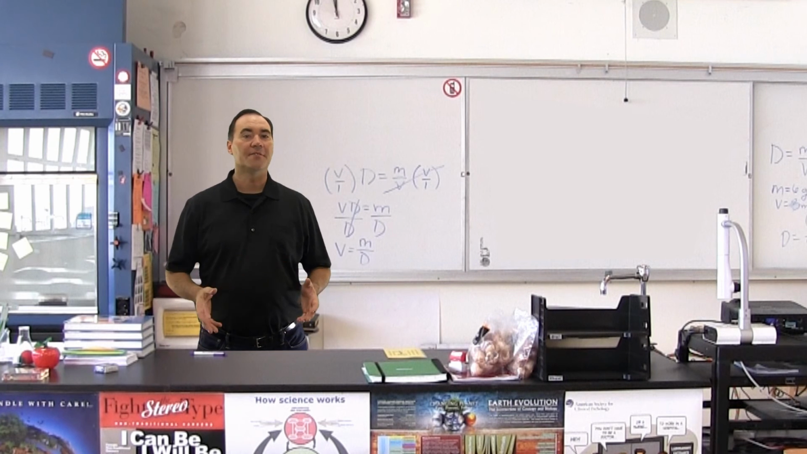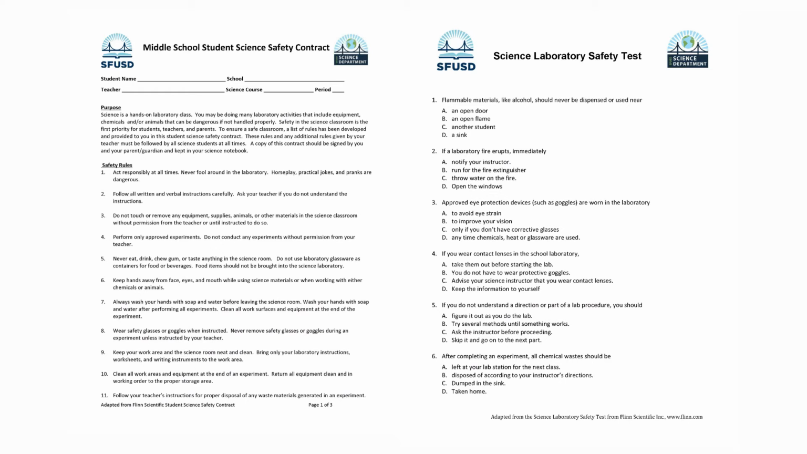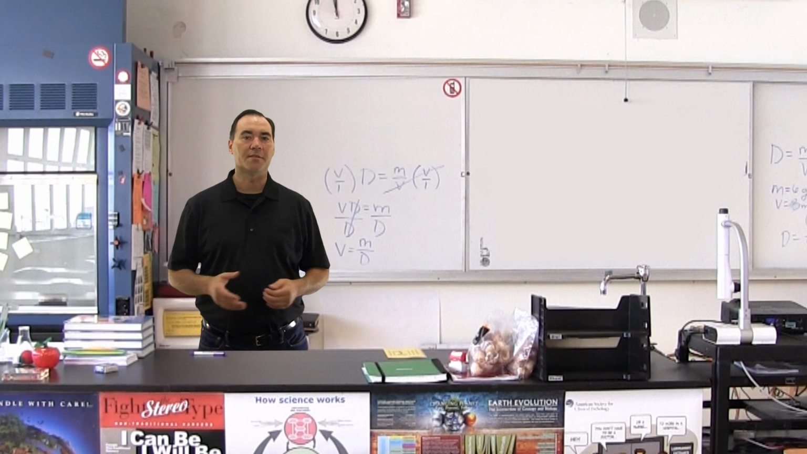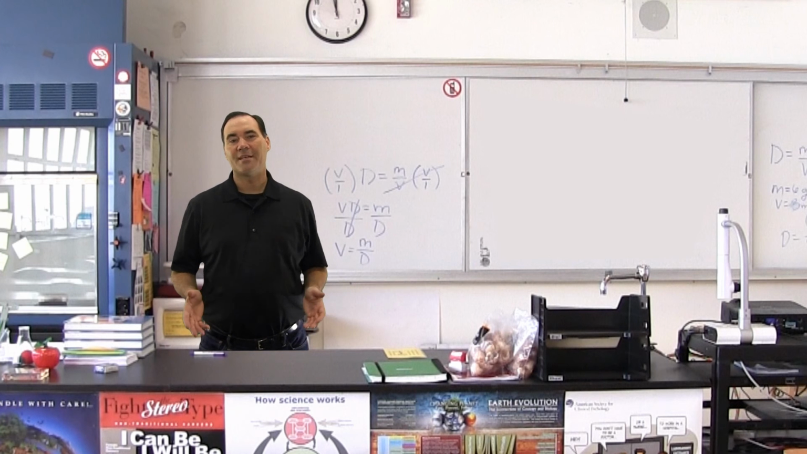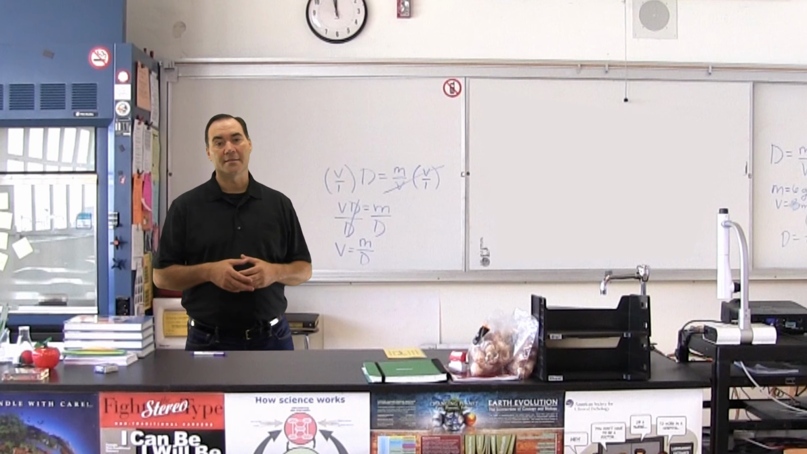Keeping our students safe is very important, and the best way to do that is to make sure they're aware of the hazards in the lab. SFUSD has created a student science safety test and science safety contract to make students and parents aware of the hazards they may encounter. At the beginning of each school year, you should review the science safety test and student contract prior to performing laboratory experiments with the students. Students who do not pass the science safety test should not be allowed to participate in the laboratory experiments until they are able to pass the test.